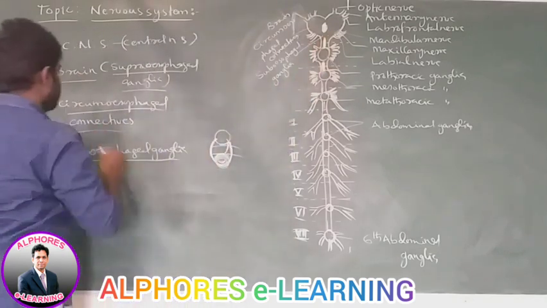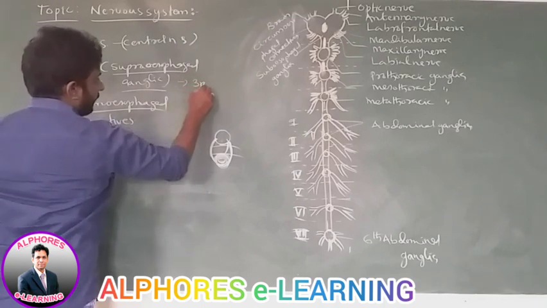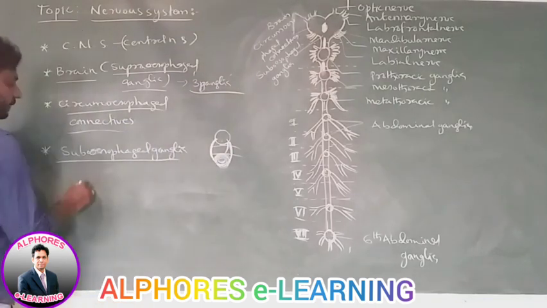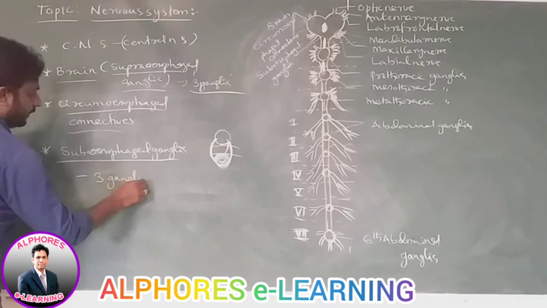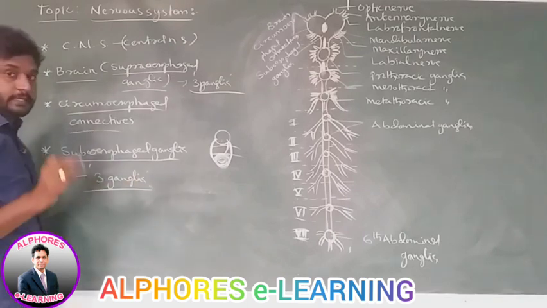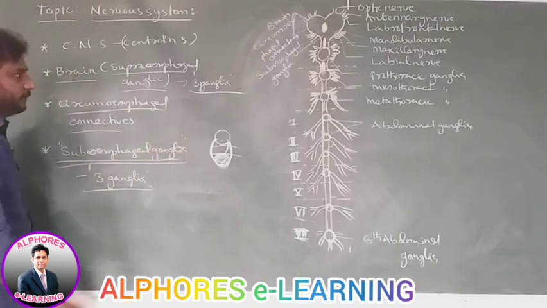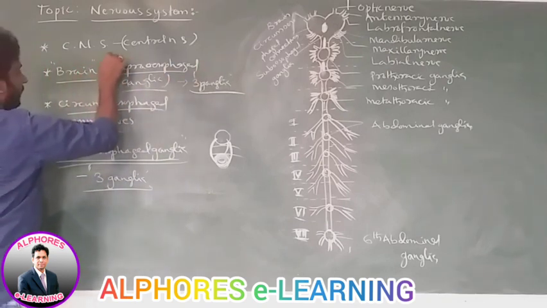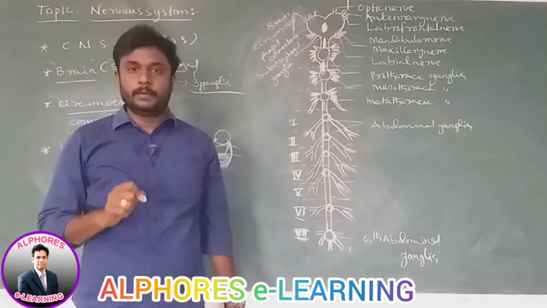Here the supraesophageal ganglia, or brain, is formed by three ganglia. Then the subesophageal ganglia is also formed by the fusion of three ganglia. Three ganglia are fused to form one large ganglion, which is called the subesophageal ganglia. Here also three ganglia are fused to form one large ganglion, which is called the supraesophageal ganglia or brain.